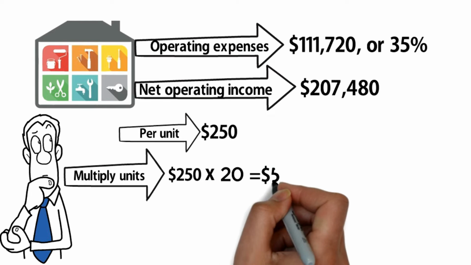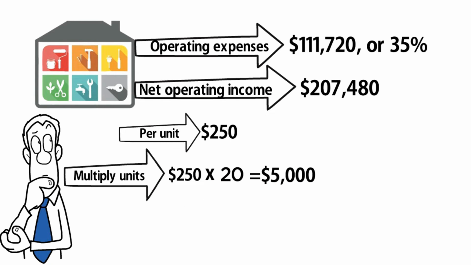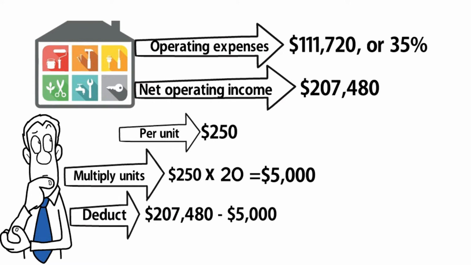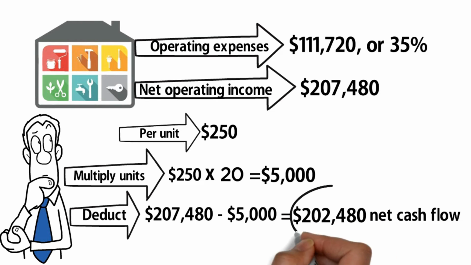The lender is going to also underwrite with $250 per unit, which means you multiply $250 by 20 units, and this is $5,000. You deduct $5,000 from $207,480 and come up with $202,480 of net cash flow. This is the number the lenders are going to use as the numerator in the debt service coverage calculation.